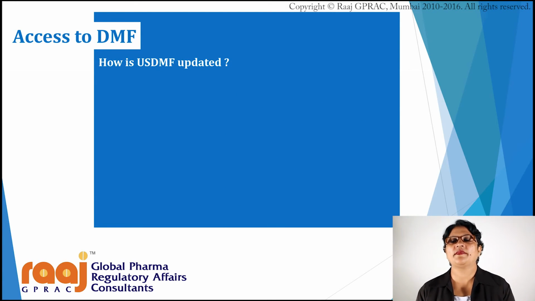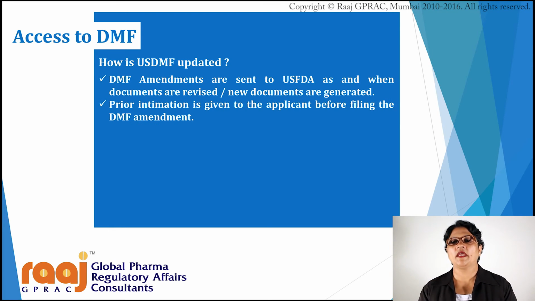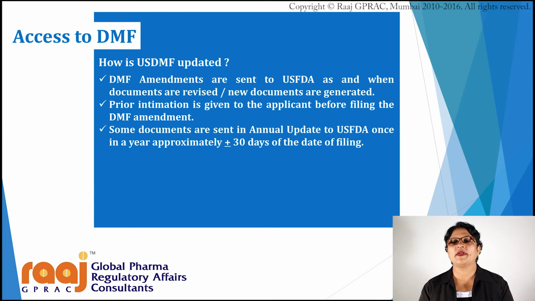How are DMFs updated? DMF amendments are sent to US FDA as and when documents are revised or new documents are generated. Prior intimation is given to the applicant before filing the DMF amendment. Some documents are sent as an annual update to US FDA once in a year, approximately plus or minus 30 days of the date of filing.